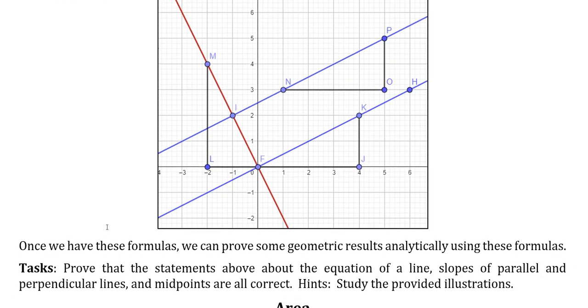So there's some tasks. See if you can write down proofs formally about all these things for the equation of a line, slope of parallel and perpendicular lines, and midpoints. And if you study the illustrations I've got, I think you can make some sense out of that. Now, once you have these formulas, we can use these formulas then to prove other results about other kinds of shapes if we put them on a coordinate system. And so once you have the shapes on a coordinate system, you can use midpoint, slope, formulas, and so forth to help you prove other results. So there's a quick introduction to some analytic geometry.